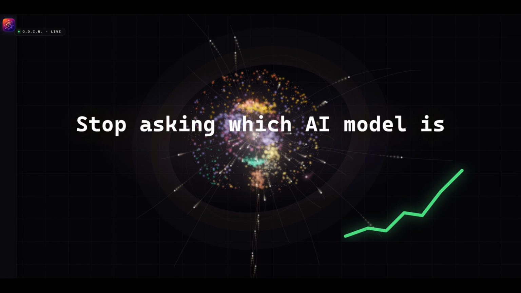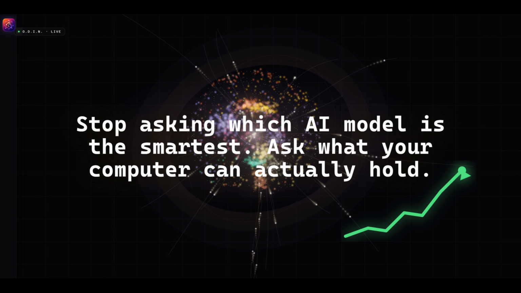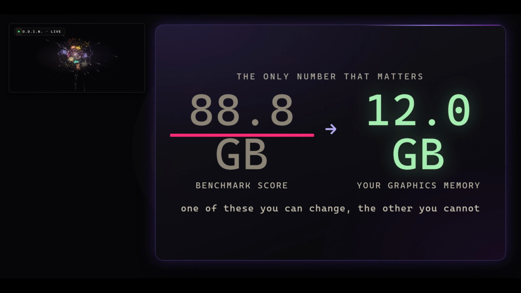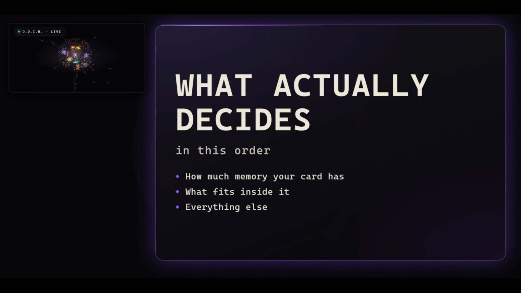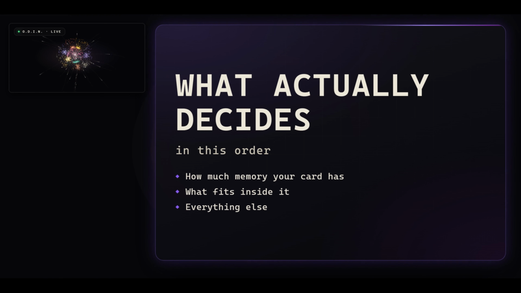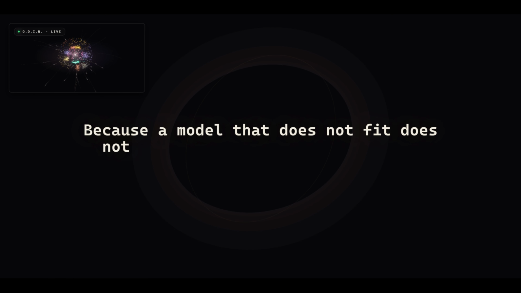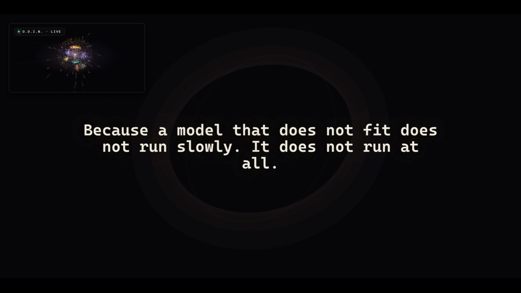Stop asking which AI model is the smartest. Ask what your computer can actually hold. There is one number on your machine that decides everything, and almost nobody checks it first. It is the memory on your graphics card, not the score, not the brand, not the hype. Because a model that does not fit does not run slowly. It does not run at all.